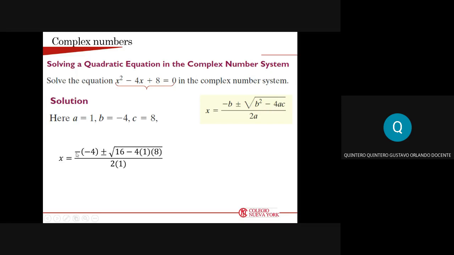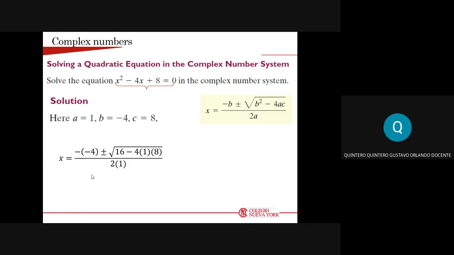Look at that. Negative 4. Look, it's negative b. So negative 4, right? Double negative. Plus or minus, because we have our plus or minus here. Plus or minus means we are going to have two solutions, one positive and another one negative. So we are going to have two solutions.